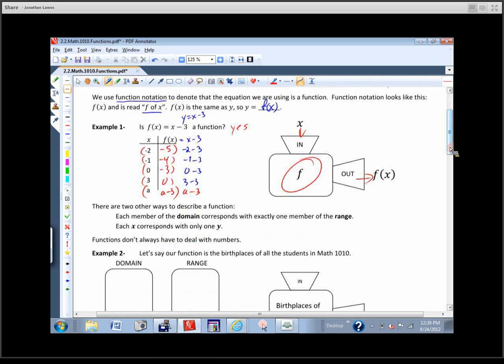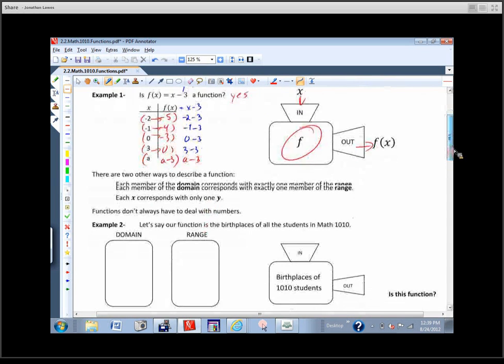Okay? So there are a couple other ways to describe a function. Here's one other way. Each member of the domain corresponds with exactly one member of the range. So there's this, we call it a one-to-one correspondence. So that one corresponds to that one, and that one, and that one, and so forth. Or if we say it in terms of x's and y's, each x corresponds with only one y. So each x can correspond with only one y. That's the direction that it goes.